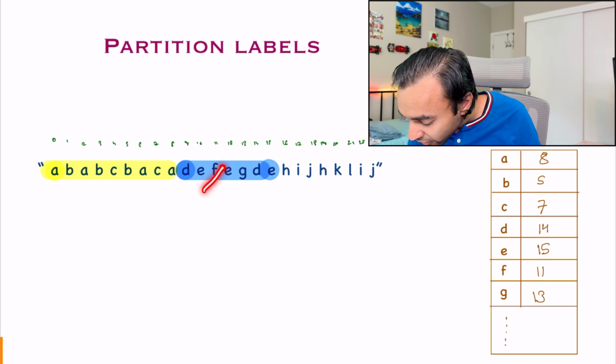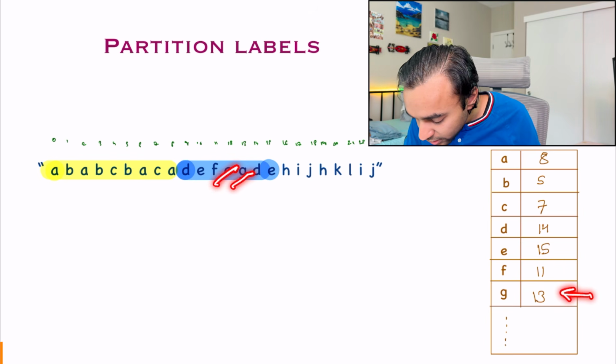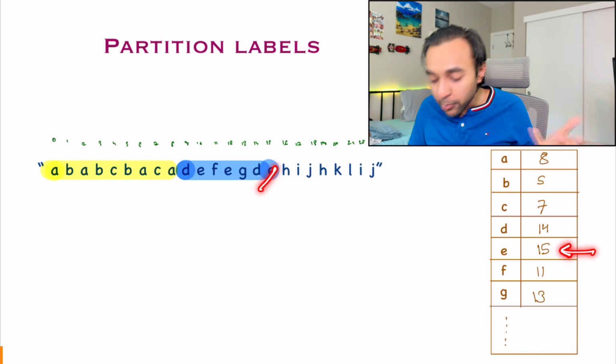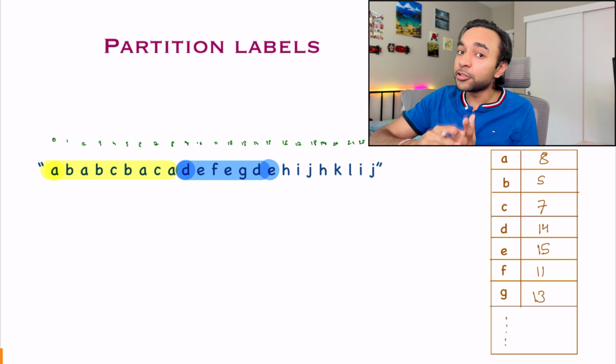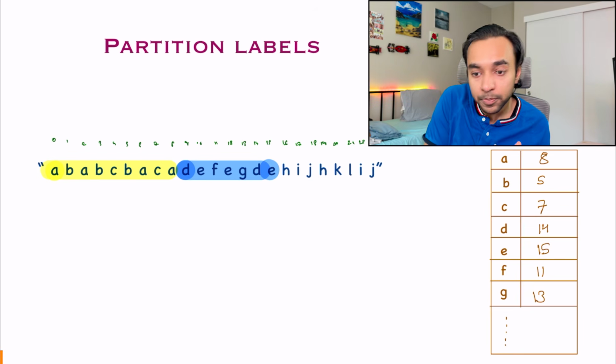Now I will check for F. F is 11, so I'm good. Then G. G is 13, so I'm still good. D is 14, so I'm good. E is 15, so I'm good. My window ended. So I got my second partition also.